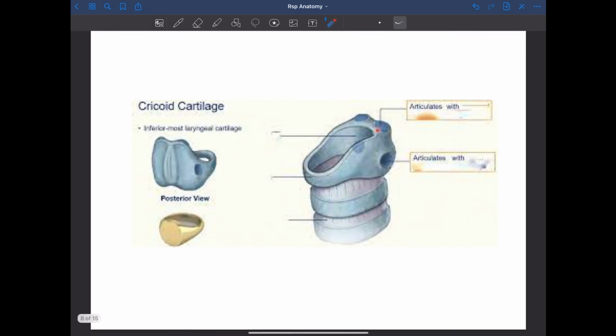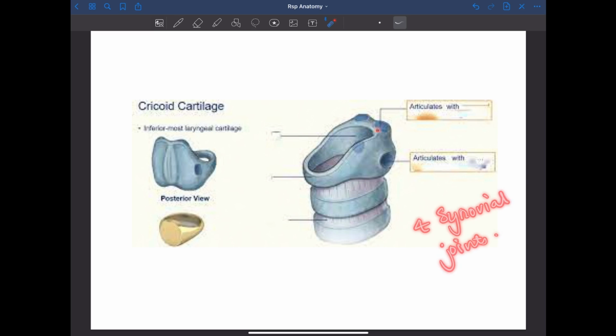Next we can see the cricoid cartilage. It is just like a signet ring. Can you see it? This is a ring. The thing we need to note in the cricoid cartilage is that it has 4 synovial joints. How many joints? 4 synovial joints.